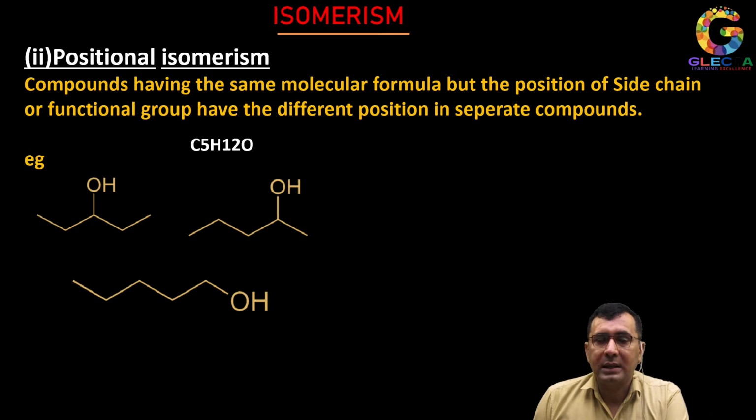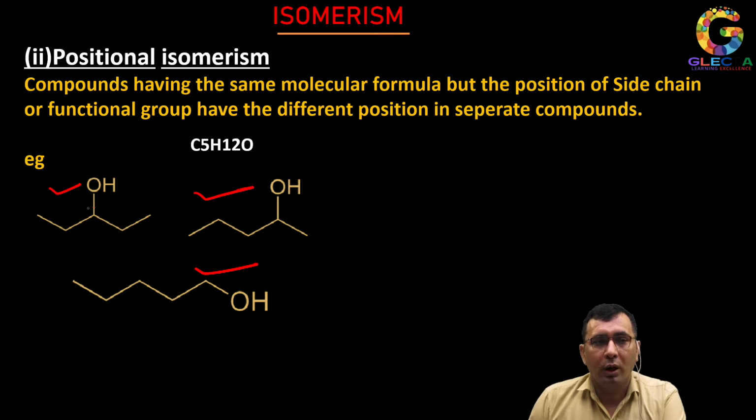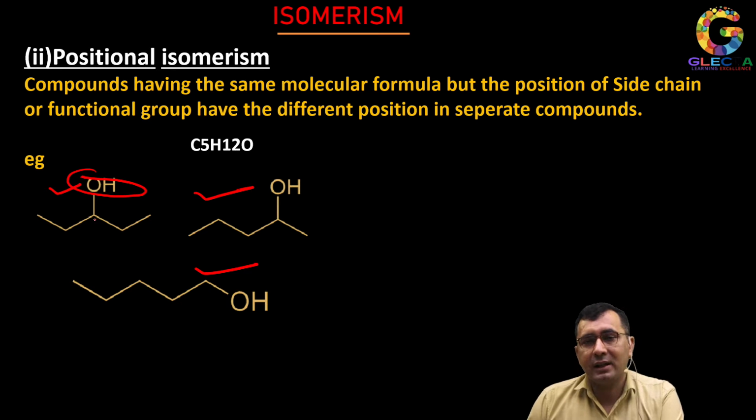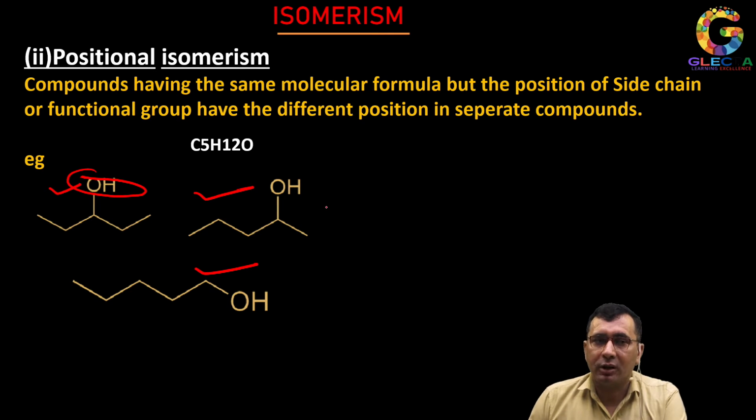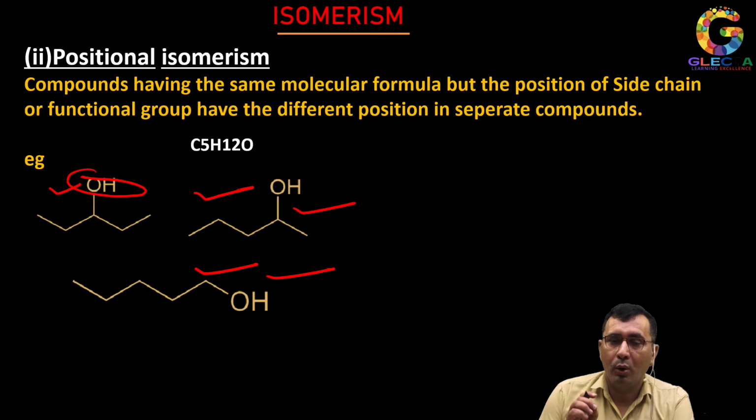For example, C5H12O. You see the structure. First one is pentan-3-ol, this is pentan-2-ol, and this one is pentan-1-ol. You see the position of the alcoholic group OH: in this compound it is situated at the 3rd carbon, in this it is at carbon 2, and here at carbon number 1. So what is different? The difference is the position of the OH group.